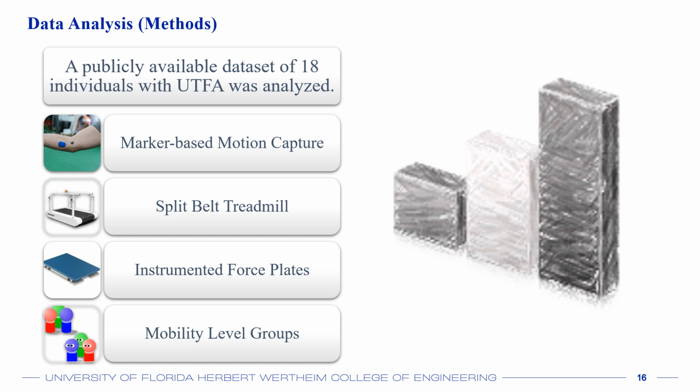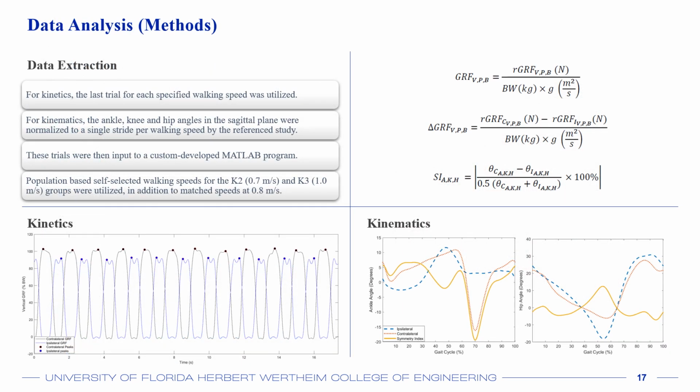This study utilized marker-based motion capture along with a split belt treadmill and instrumented force plates, splitting participants into two mobility level groups, K2 and K3 patients, 9 per group. With respect to the extraction of this data, kinetics and kinematics were both considered. For kinetics, the last trial of each specified walking speed was utilized to ensure the participant was sufficiently warmed up, while for kinematics, the reference study normalized the sagittal ankle, knee, and hip angles to a single stride per walking speed. These trials were then input into a custom-developed MATLAB program from which values were extracted.